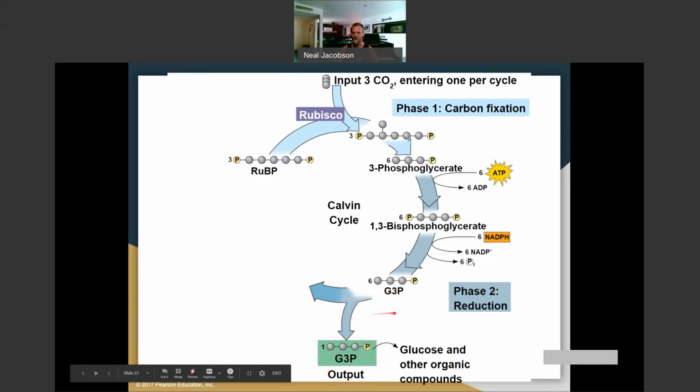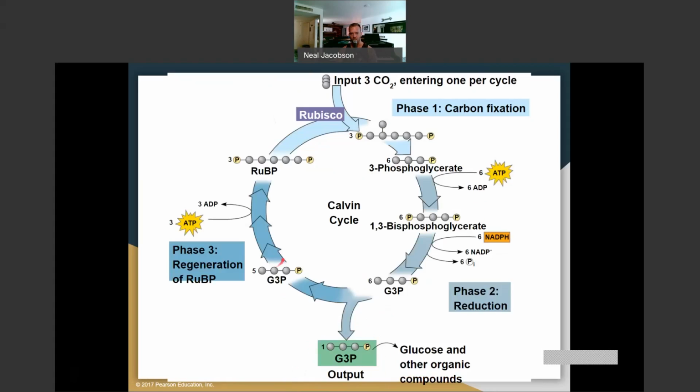The remaining five, so we had 6 G3P here. We lost one of them, so now we have 5 G3Ps. Count the carbons: that's five 3-carbon molecules, so that's 15 carbons. We want to regenerate our ribulose 1,5-bisphosphate, our RuBP. So we're going to use the energy of ATP to rearrange it, to isomerize it, and turn them back into ribulose 1,5-bisphosphate. So we went from five 3-carbon molecules, with some energy from ATP, rearranged them into three 5-carbon molecules, and then we start the cycle again.